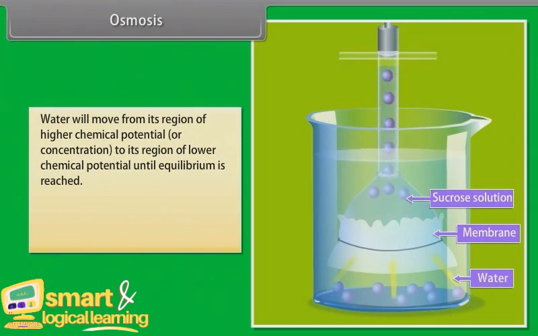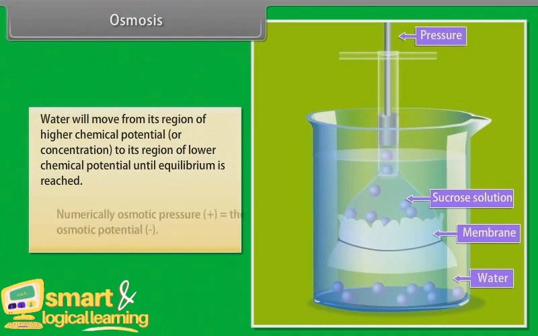Now, we will apply some pressure to stop the water movement into the funnel. The pressure required to prevent water from diffusing is, in fact, the osmotic pressure, and this is a function of the solute concentration. The more the solute concentration, the greater will be the pressure required to prevent water from diffusing in. Numerically, osmotic pressure is equivalent to the osmotic potential, but the sign is opposite. Osmotic pressure is the positive pressure applied, while osmotic potential is negative.